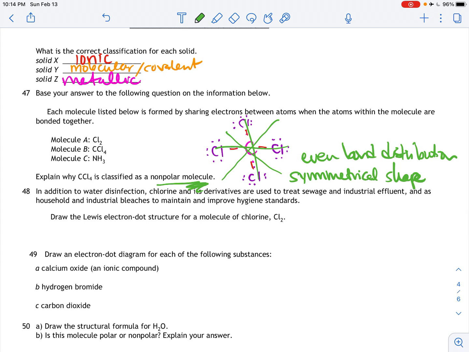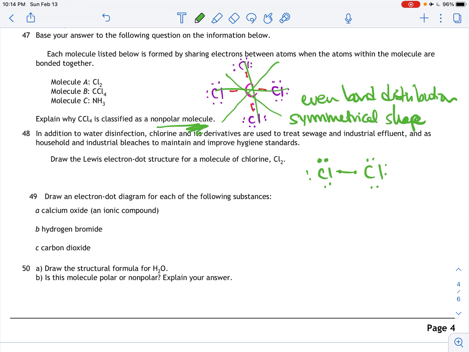In addition to water disinfection, chlorine and its derivatives are used to treat sewage and industrial effluent, and as household and industrial bleaches to maintain and improve hygiene standards. Draw the electron dot diagram for Cl2. So there was something to read, but it didn't really matter. So Cl and Cl. We just mentioned that chlorine has 7 valence electrons. 1, 2, 3, 4, 5, 6, 7 is not going to work. Also, that got really messy all of a sudden. So I'm going to change this up. So singleton here. Singleton's in the middle. There you go.